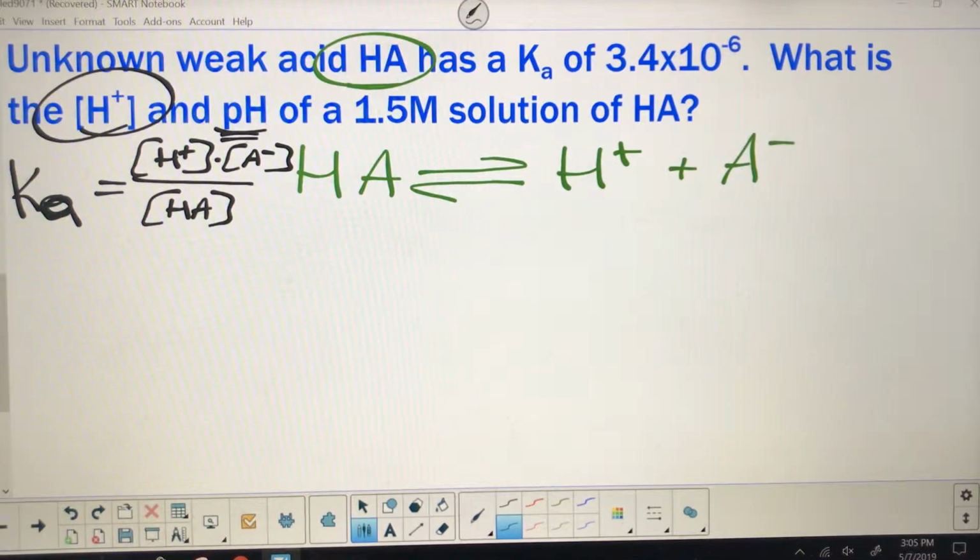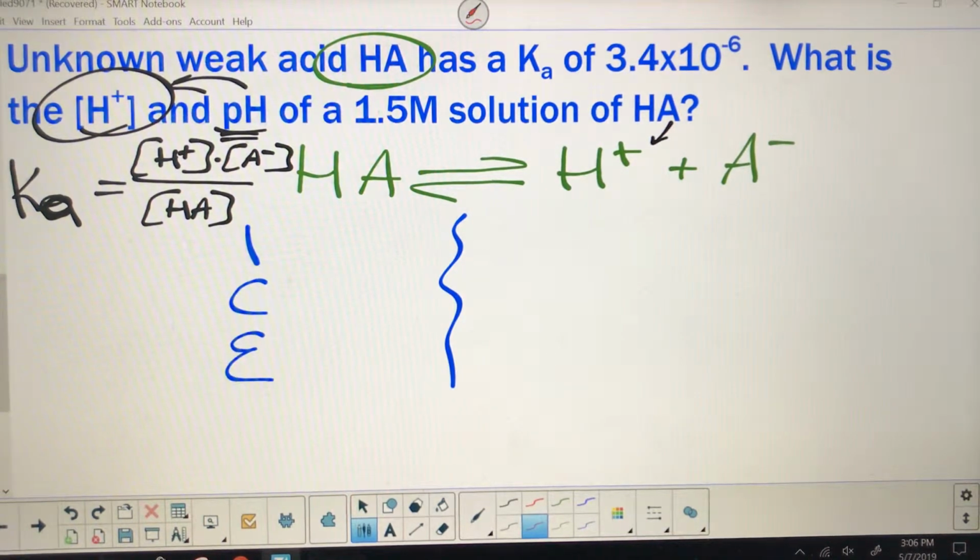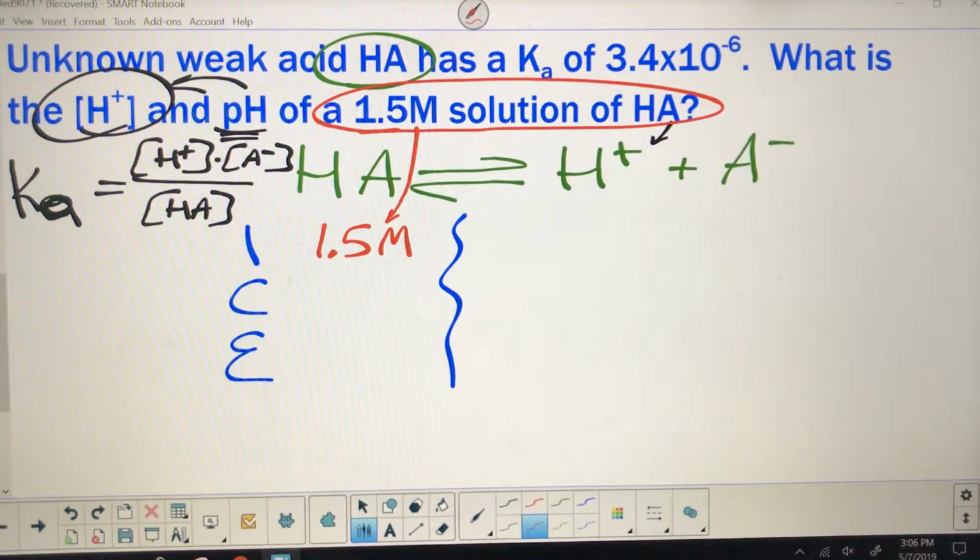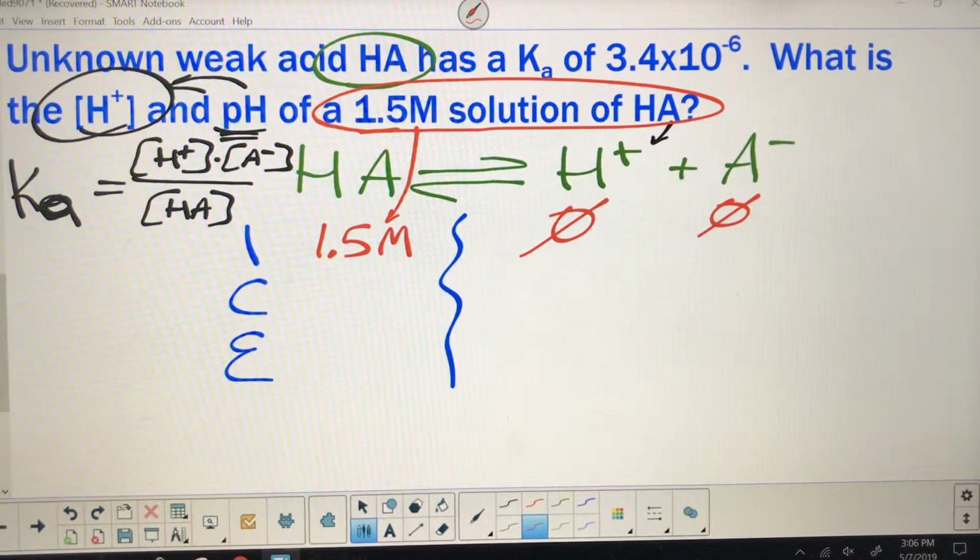I need to find the H plus. Eventually you can get the pH, and later I'll show you how, but you just negative log the H plus. We've got to find the H plus concentration, so we need this at equilibrium. We don't know anything at equilibrium here, so I'm going to make an ICE table with my weak acid. I'm given my initial molarity of HA, which is going to go right down there. My weak acid, HA, it doesn't matter what it is, it's just HA. H is the hydrogen, A is the anion. So 1.5 molar is HA. I'm not given any information about those, so you can assume those are 0.